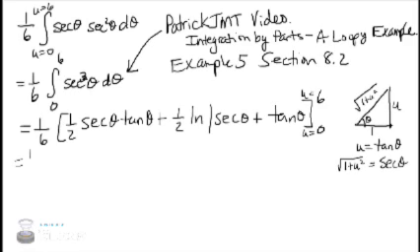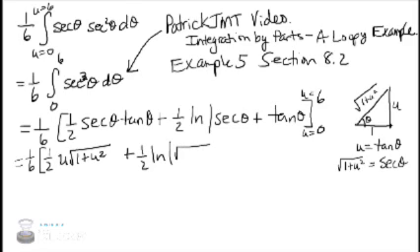So what we're going to do is say this is 1/6, and then we have 1/2. Instead of secant, we have the square root of 1 plus u squared, and tangent is u. So u square root 1 plus u squared plus 1/2 natural log absolute value of the square root of 1 plus u squared plus u. All of this evaluated from u equals 0 to u equals 6.